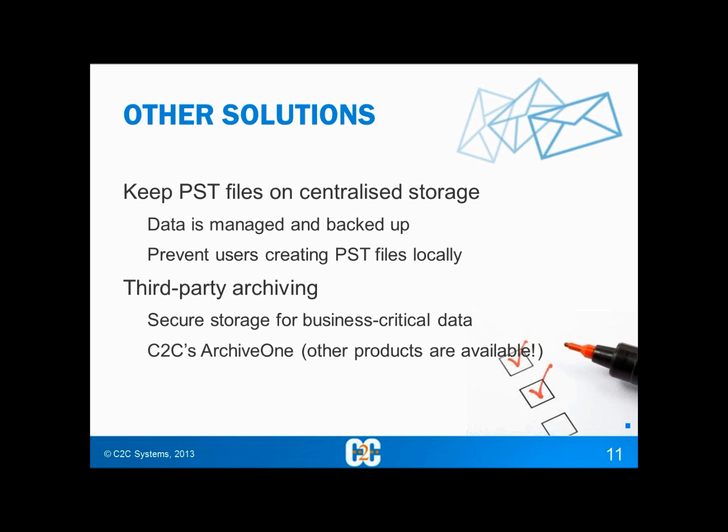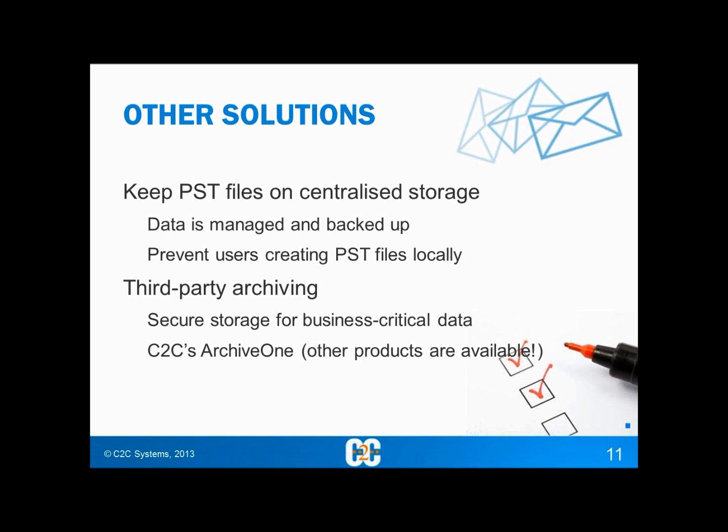A better alternative could be to use a third-party archiving solution, which will provide secure storage for business-critical data such as email. And I've mentioned here that at C2C we have our own archiving product called Archive1, which fits this role exactly. And of course there are other products available from other vendors. So that's another alternative solution: to migrate data from PST files into a secure third-party archive, where again you can easily retrieve it, interrogate it and search it. So those are the two solutions, or three solutions, to the PST problem.